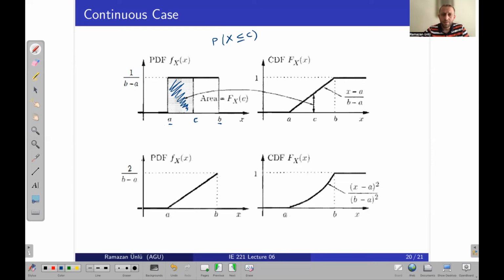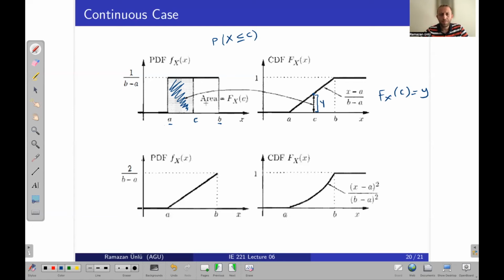In the CDF, this area corresponds to the point here, or that will correspond to F(c). Let's say this is y, so this height will be y, and this y is equal to the area of this region. Okay, this is the CDF. This is the relationship between the CDF and the PDF.